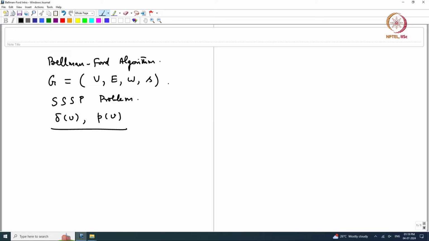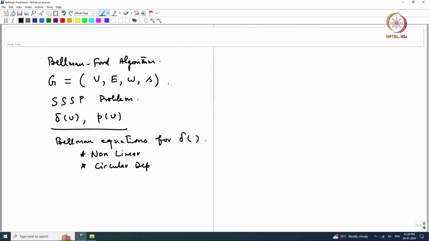Towards this we had a mathematical formulation and obtained Bellman equations for the delta values, but they have nonlinearity and circular dependencies. These two things made solving the Bellman equation impossible.